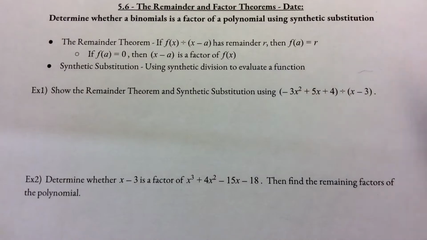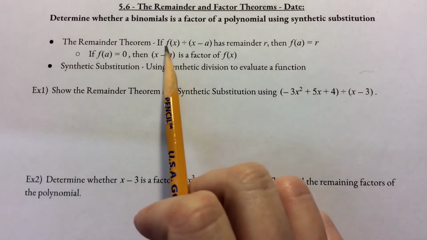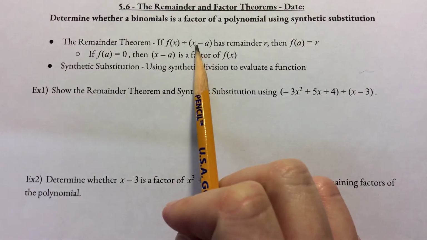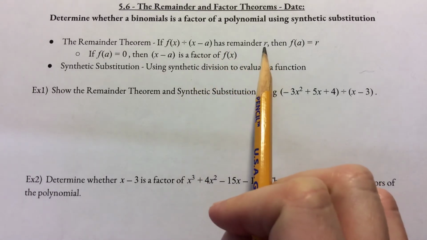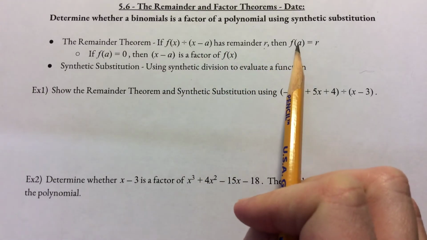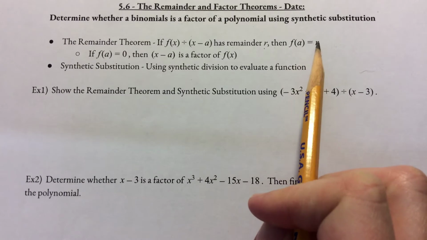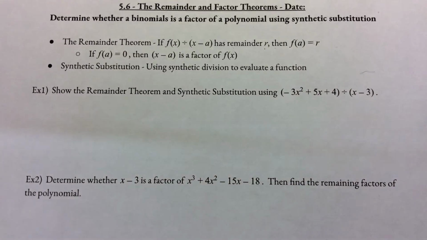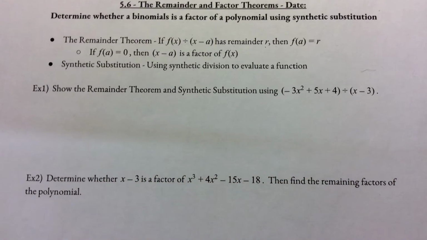So we have the remainder theorem, which says if I have a polynomial and it's divided by a binomial like this, and it has a remainder, then if I substituted that value in, you would get the same answer as that remainder was. So we're going to show both of these on here.